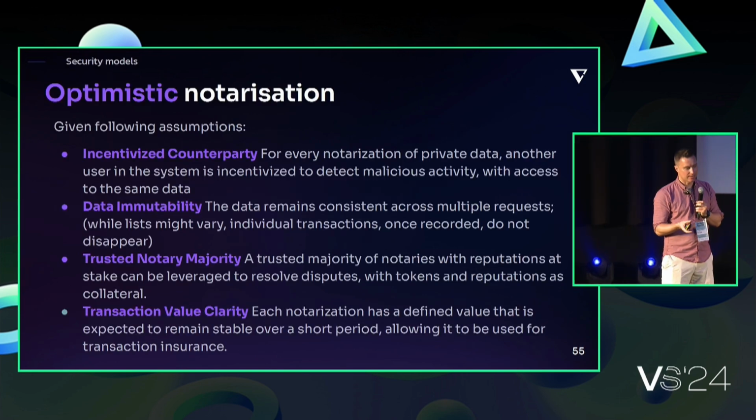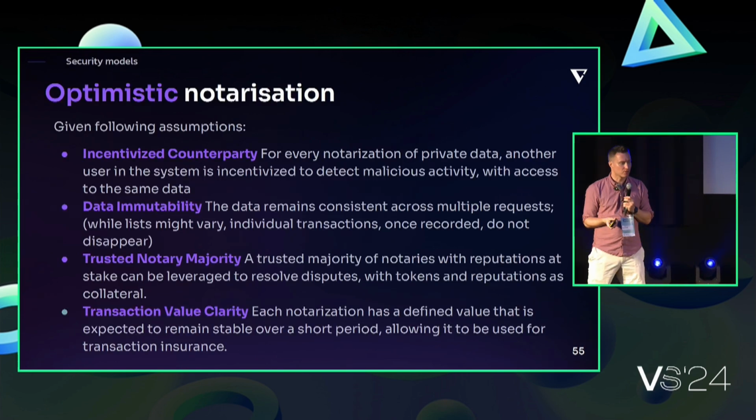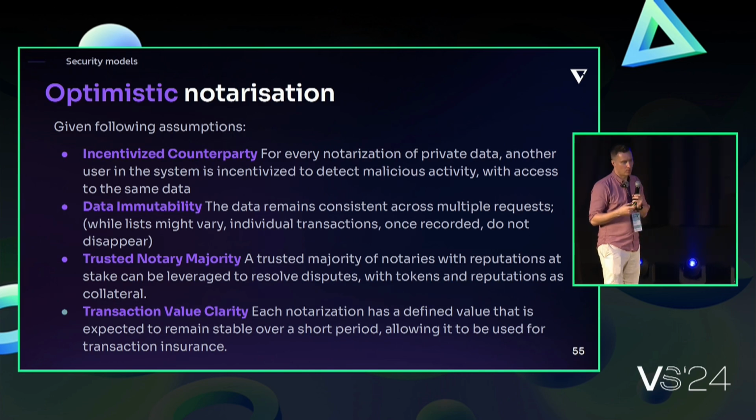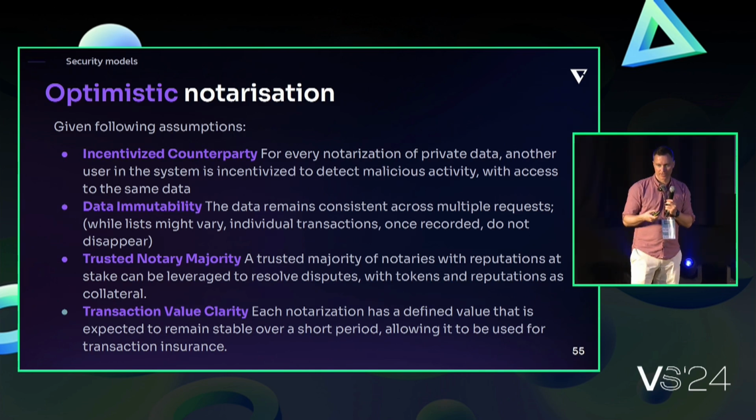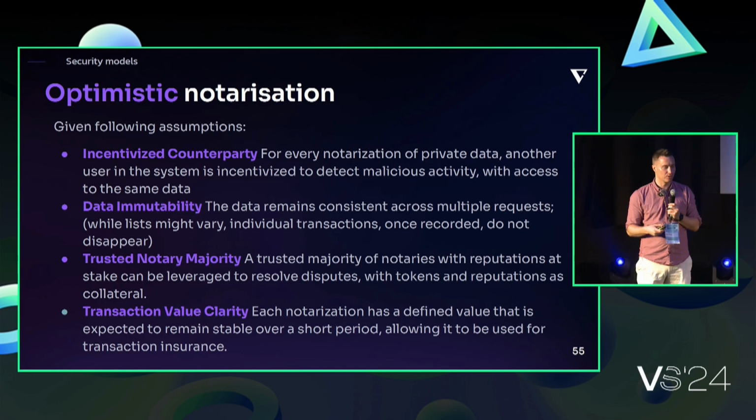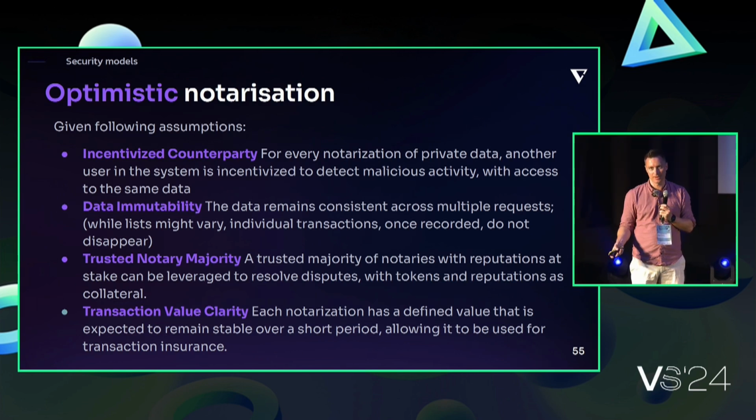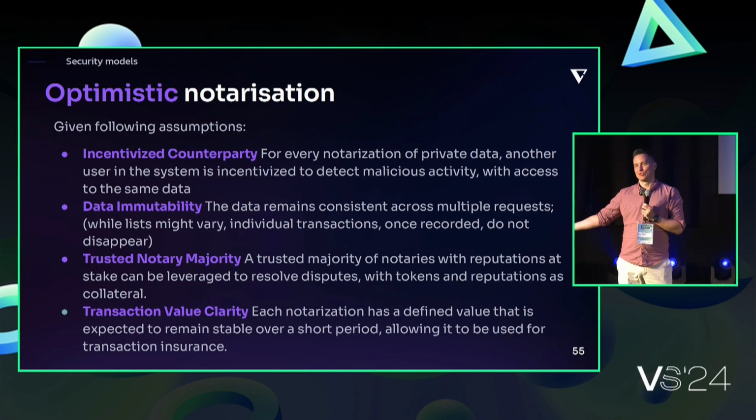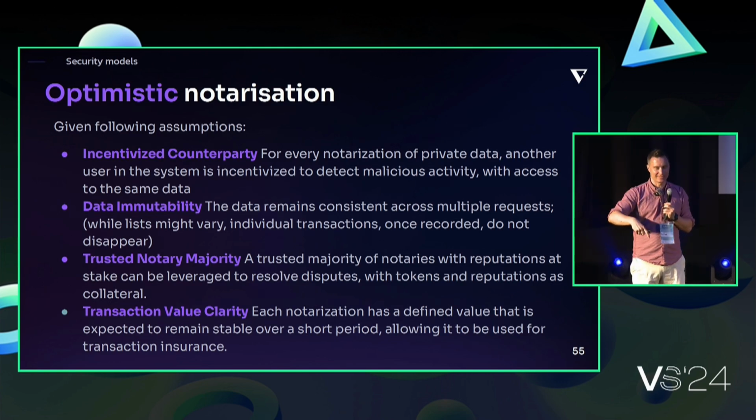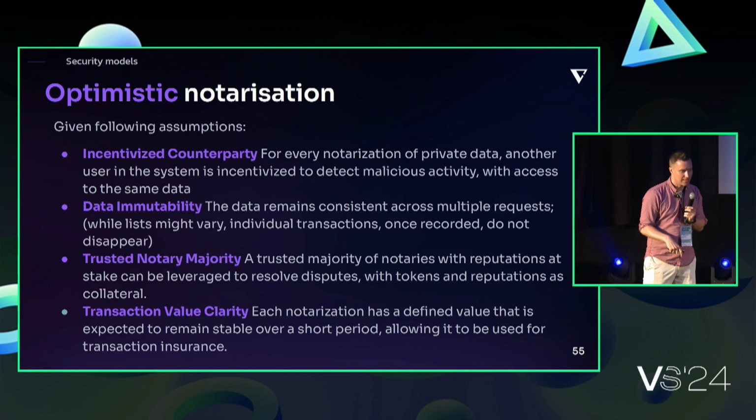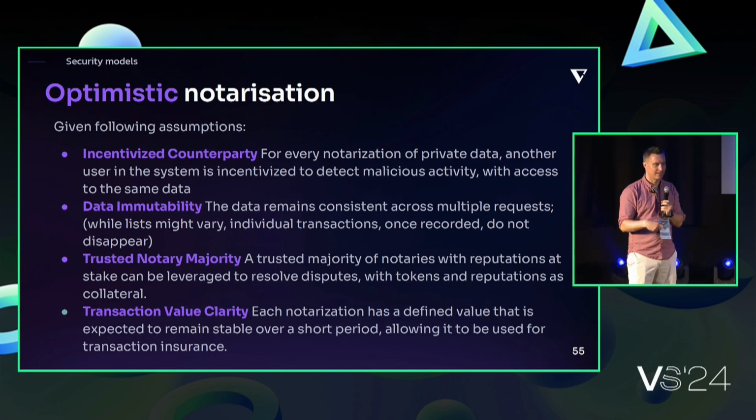So this is an idea coming from the ZK P2P team that I mentioned already a few times. If you assume four additional security assumptions, the first is an incentivized counterparty, which means there's someone else in the system who is incentivized to tell the system that you cheated when you cheated, and who has the same access to the data as you do, right?